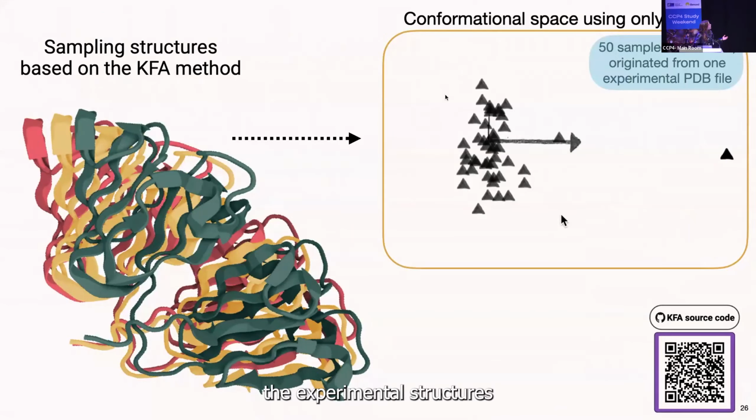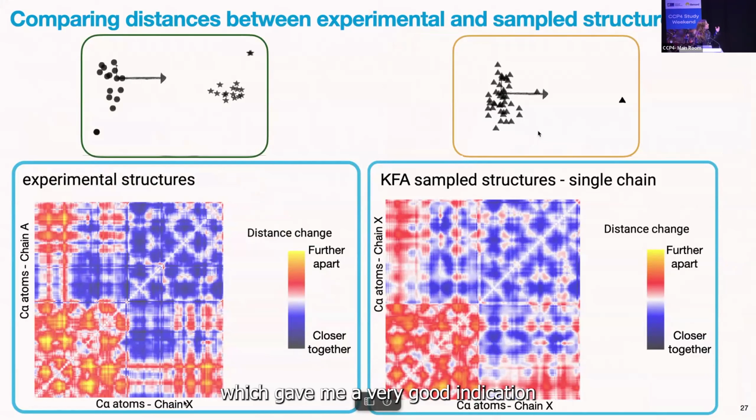So now I can see that the KFA sample structure in the single chain and the experimental structure, this distance difference map, is very, very similar, which gave me a very good indication that the way the KFA produces these samples is correct, in the sense that it can be nicely reproduced the experimental results. So that was a good indication that we're going towards the correct direction.